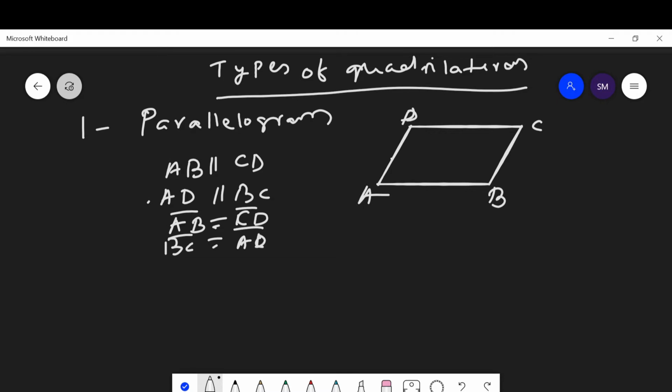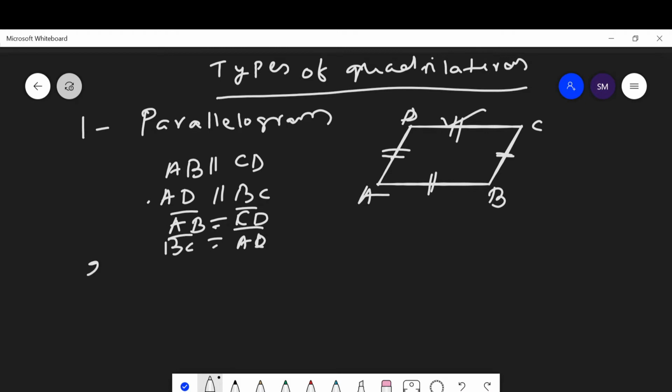This is called a parallelogram. The properties of a parallelogram say that this is a quadrilateral in which both pairs of opposite sides have the same measure and are parallel to each other.